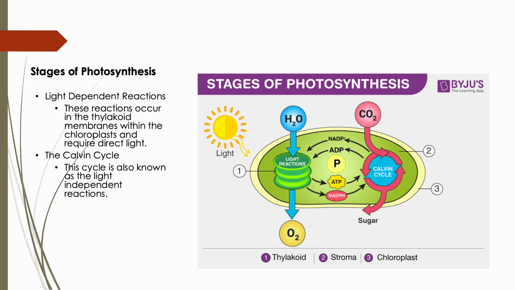ATP synthesis is where the protons flow back into the stroma through an enzyme called ATP synthase. Lastly, the NADPH formation is where the electrons continue to photosystem 1, where they are re-energized by more light.